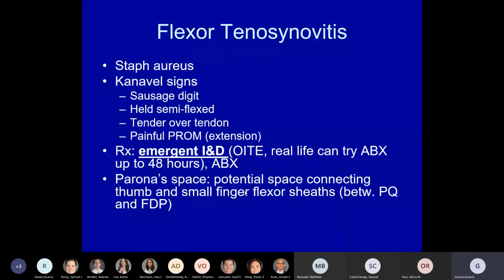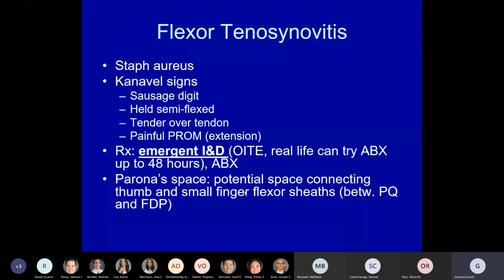Flexor tenosynovitis. Hopefully you all know the Kanavel signs. Most commonly it's staph. On the OITE, the answer is I&D in the operating room and admit for antibiotics. Now, sometimes in real life, if it's early, we'll try admitting them for elevation and antibiotics, but not on the OITE. Just like a fight bite, go to the OR, wash it out. Remember, flexor tenosynovitis of the thumb or of the small finger can lead to horseshoe abscesses through Parona's space, which is that space connecting them. Another interesting one, remember, flexor tenosynovitis of the index finger drains into what space? The answer is the thenar space.